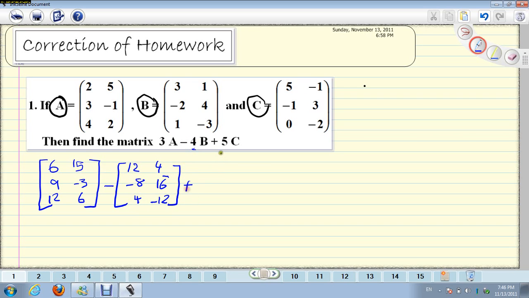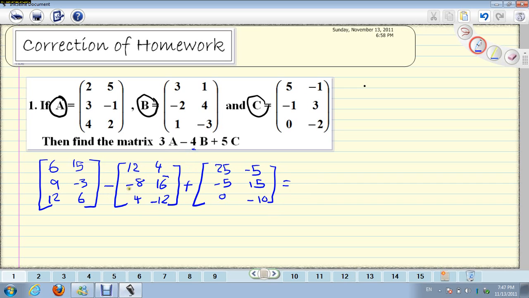Okay, plus 5, we're gonna multiply 5 by each element of C. As you see, it's a simple question, no need for leaving something like this in your homework. 5 times 5 is 25. 5 times negative 1 is negative 5. And 5 times negative 1 it's negative 5. 5 times 3 it's 15. 5 times 0 it's 0. And 5 times negative 2 it's negative 10. Okay, now I'm gonna do the operation between these three matrices.